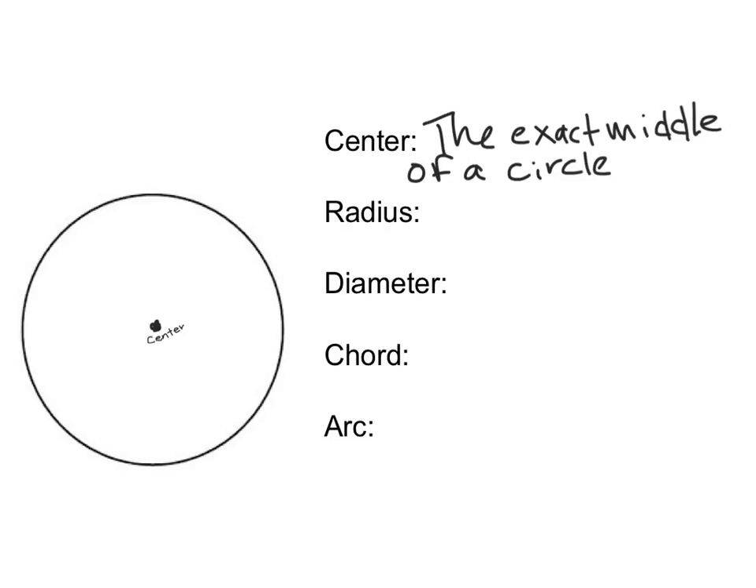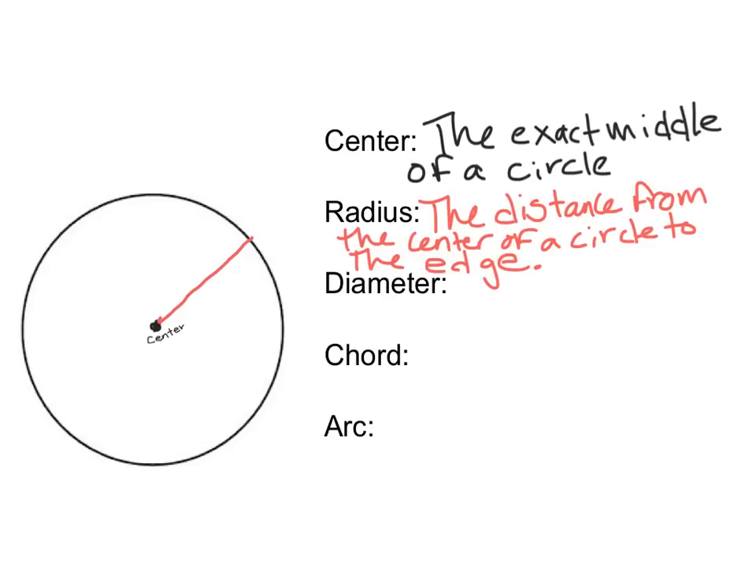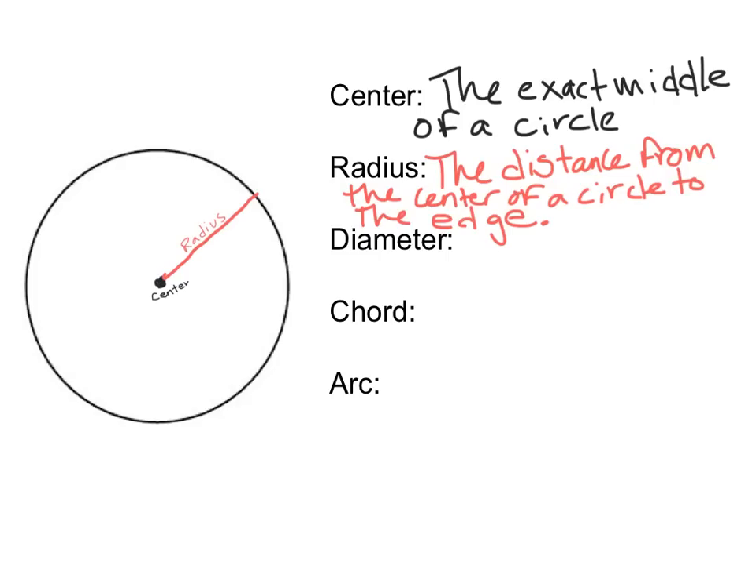Next, let's do radius. So a radius is the measurement from the center of a circle to the edge. So let's draw that in. It could go in any direction. Go ahead and label that one as well. And make sure to note that the radius can go in any direction. It doesn't need to be going straight up or to the right. It can go any which way is the radius.